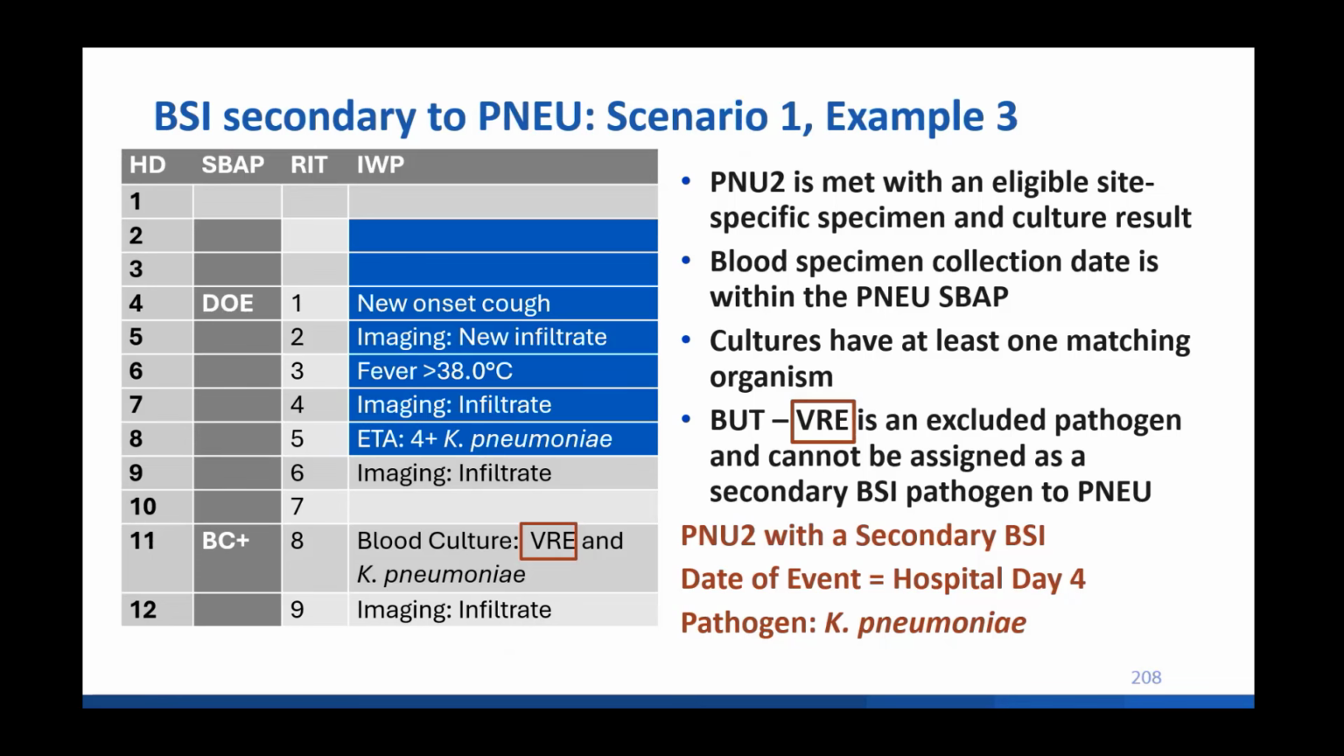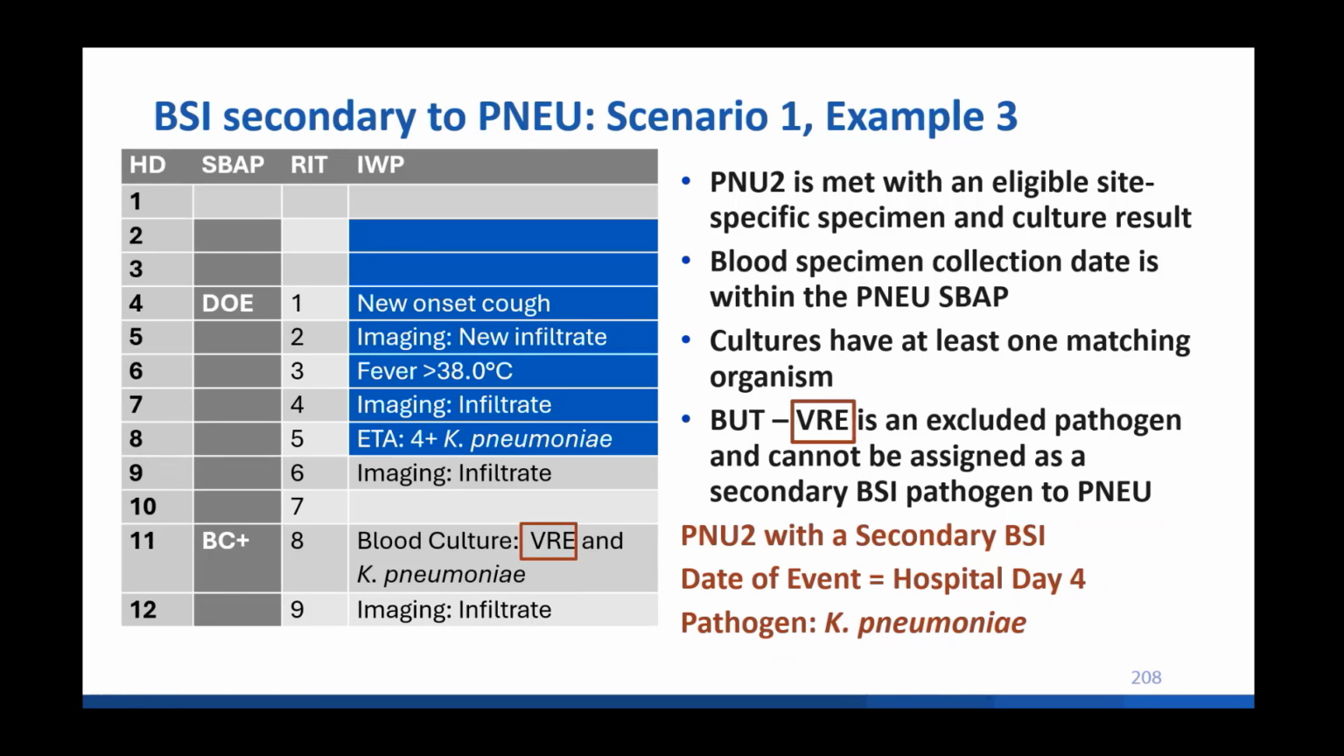In this example, pneumonia 2 is met with a bronchoalveolar lavage culture identifying 4+ growth of Klebsiella pneumoniae, which is an acceptable semi-quantitative culture result for meeting pneumonia 2. Additionally, there is a blood specimen collected in the secondary BSI attribution period with a matching organism to the site-specific specimen used to meet pneumonia 2, Klebsiella pneumoniae, as well as identification of vancomycin-resistant Enterococcus.